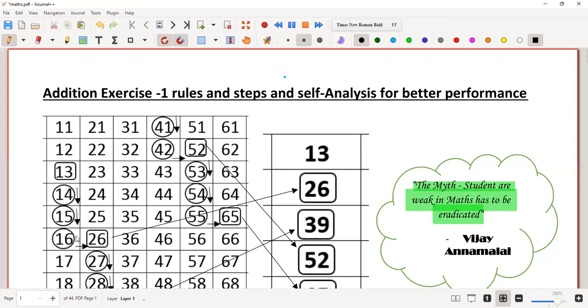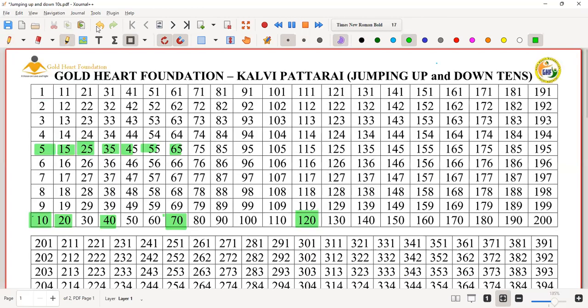Check here. What I'm going to do is, I'm going to add 13 now. First, I'll identify 13. So what is 13? It is 10 plus 3. Right? 13 is 10 plus 3. So first, I will add 3. So 1, 2, 3. 16. Plus 10. 16 plus 10, one step.